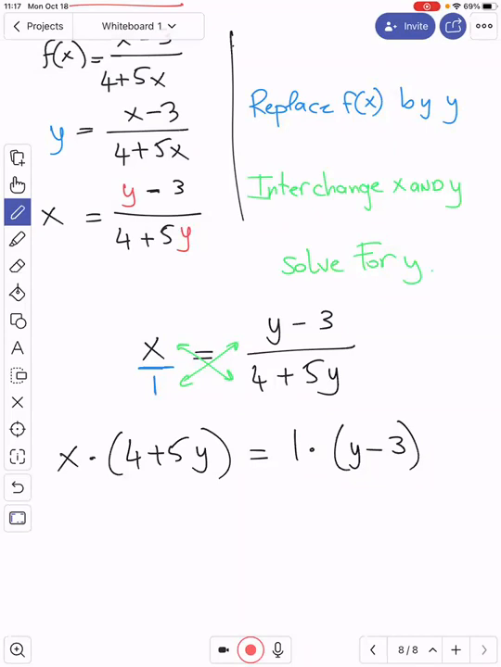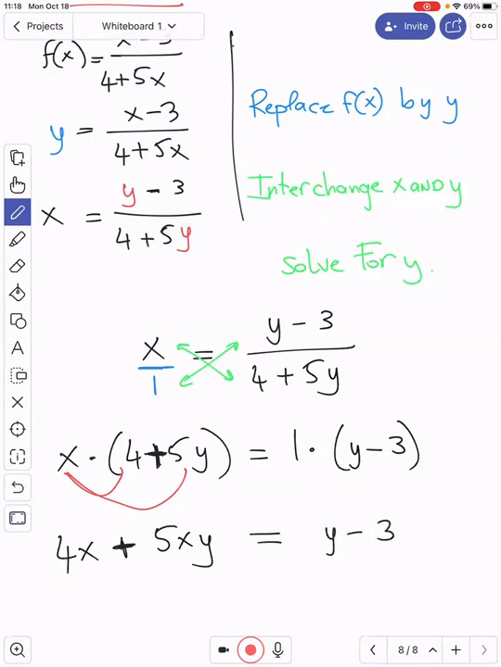Now, of course, I'm gonna solve for y. Well, first, I can distribute this x times 4, and this x times this 5y. Don't forget the 5, it's 5y, it's not just y. So x times 4 would be 4x. And then there's this plus, so I'm gonna put my plus, it's 5y times x, so we need the 5, and then there's x and y. All right, that's the left side. The right side, because it's just times 1, it's going to be the same thing, y minus 3.